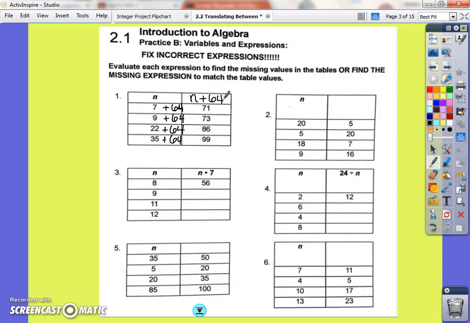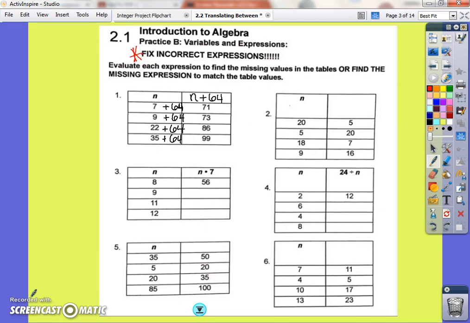So I want you to pause the video at this point, wait for all your group members, and then work through the rest. In some of the tables you have to solve for the expression up top. Some of them you have to fill in the values of your output using the expression that is given. Now in number 4, there's something I really don't like. I need you guys to fix. It says it in big letters up top, fix incorrect expressions, and number 4 is definitely incorrect. Yuck.